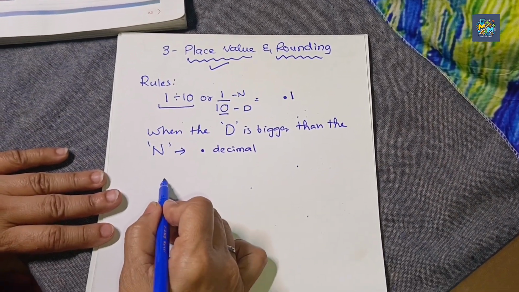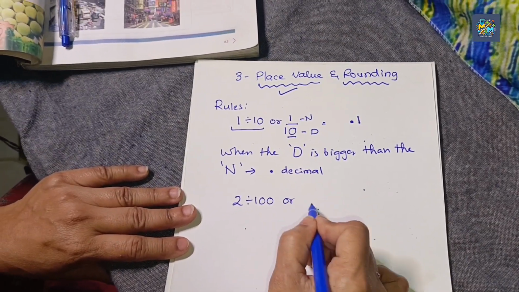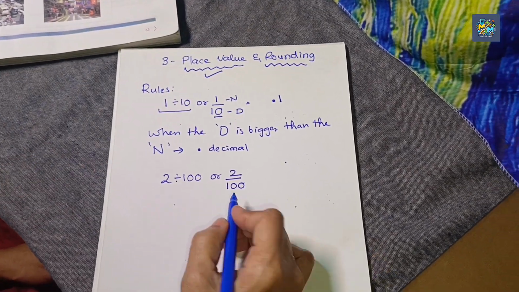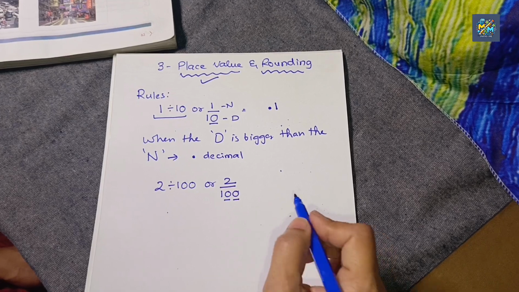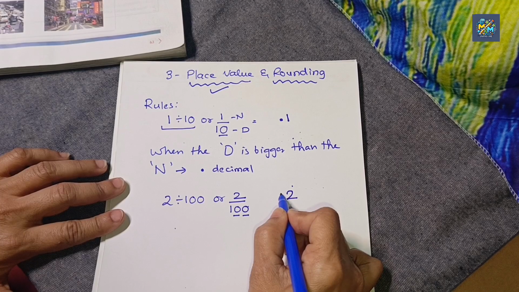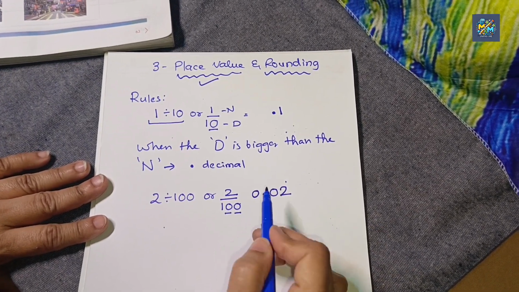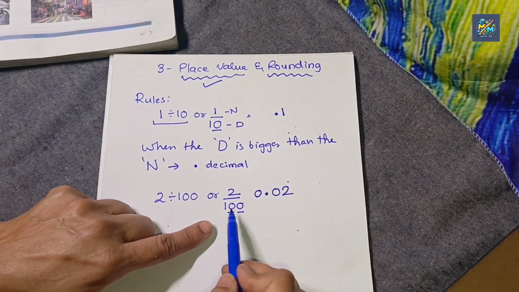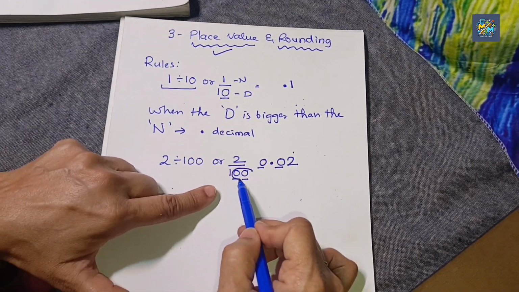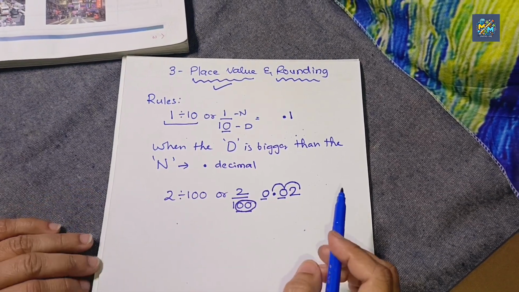If I am having, let's assume, 2 divided by 100, or I can write it as 2 upon 100, how many zeros are here? Here there are two zeros. That means my number is 2, and then I will be writing 1 zero, then a decimal and one more zero. In a way, instantly we can see that there are two zeros, and two zeros means after the decimal there have to be two places.